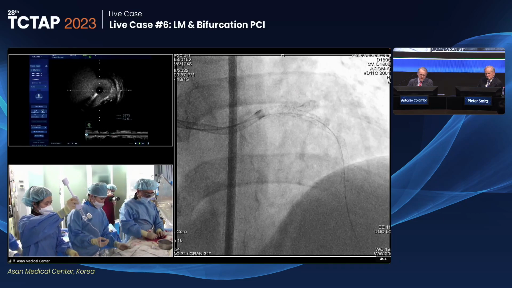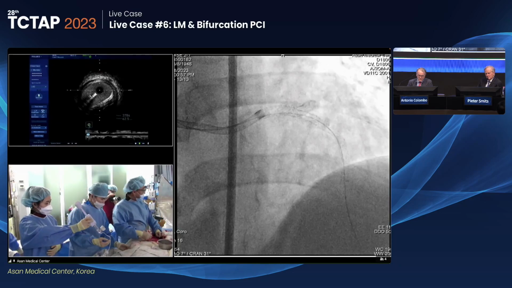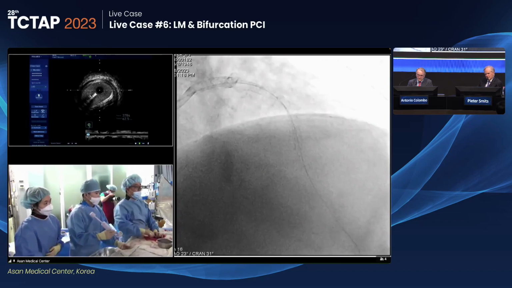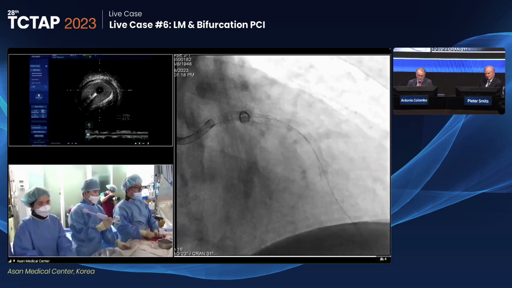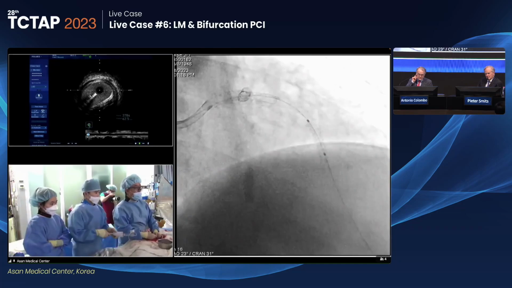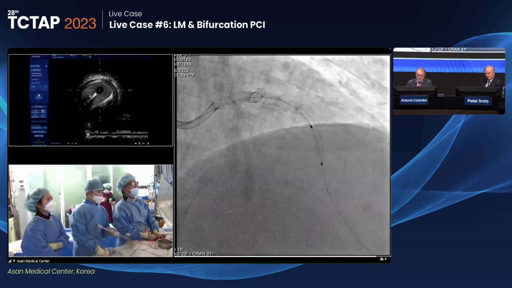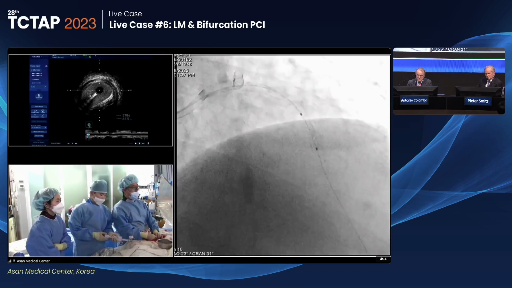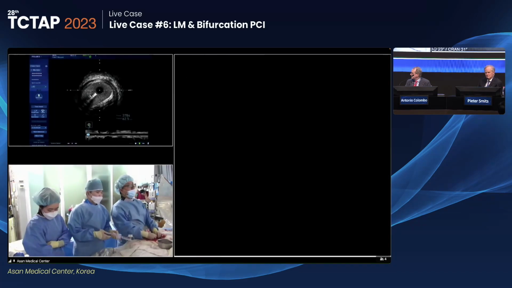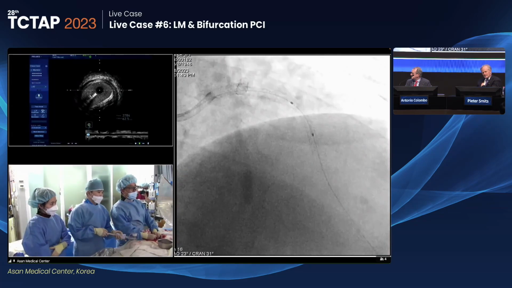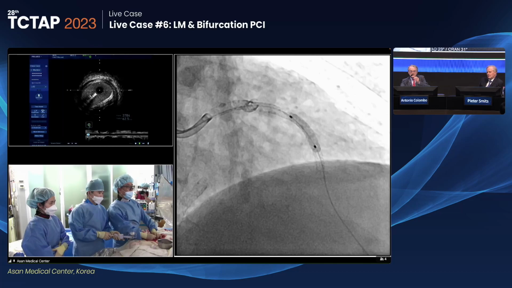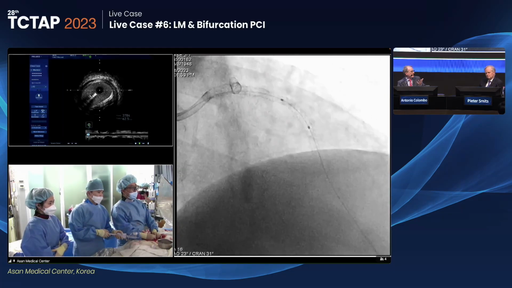Okay, this is a 3.0 non-compliant balloon. We should make sure of the optimization, that is the most important part. And for the distal, we put the 3.0 non-compliant balloon. Okay, go ahead. 10, 12, 14, 16. So, Dr. Colombo, do you have any recommendation about the selection of non-compliant balloon for post-dilation? No, I take as long as it's a non-compliant balloon.